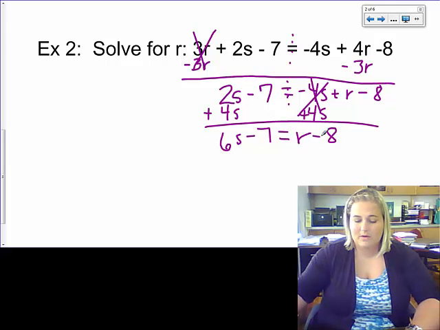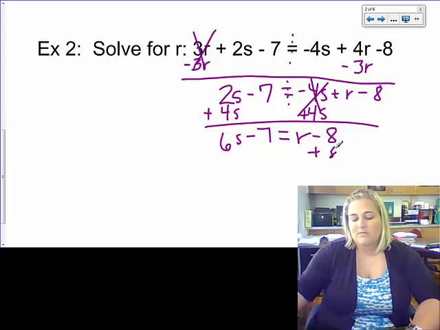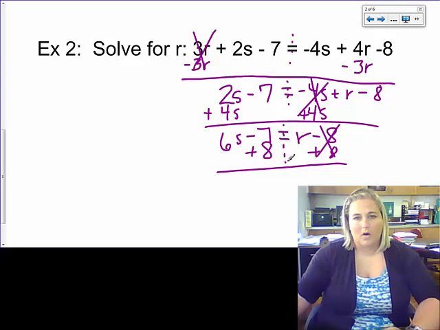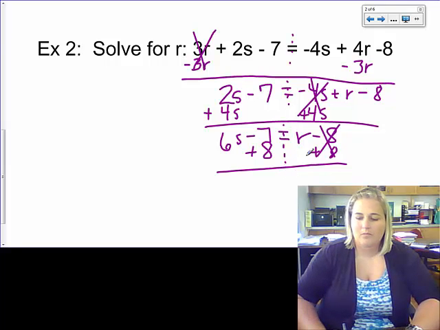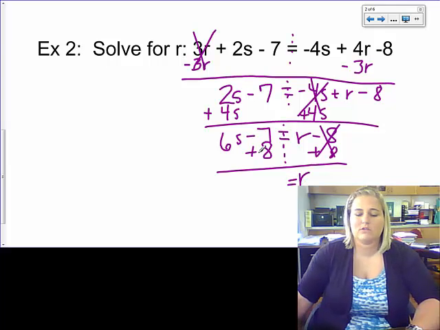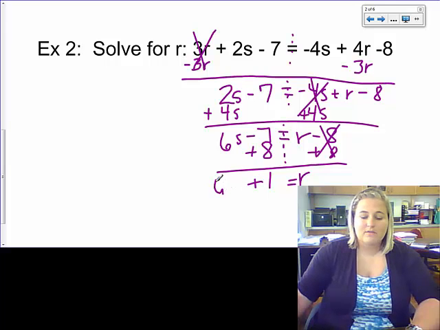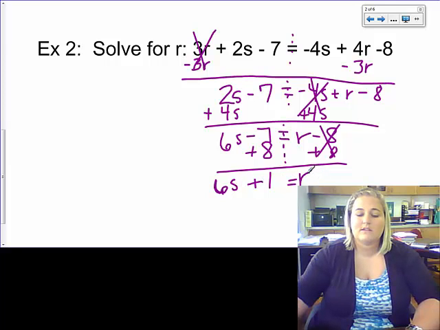And finally, I want to get r by itself. To do that, I need to move this 8. I'm going to add 8 to both sides. Again, I'm adding it with its like term. These are both constants, okay? So those will cancel. And remember, it is always the other side of the equal sign, just to be on the safe side there. So I'm left with r equals negative 7 plus 8 is positive 1, and I have 6s. So 6s plus 1 equals r, or r equals 6s plus 1.